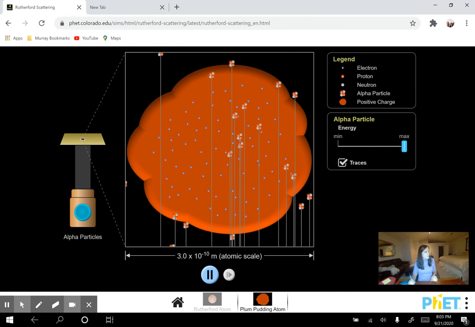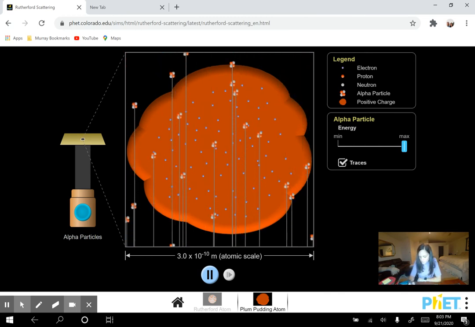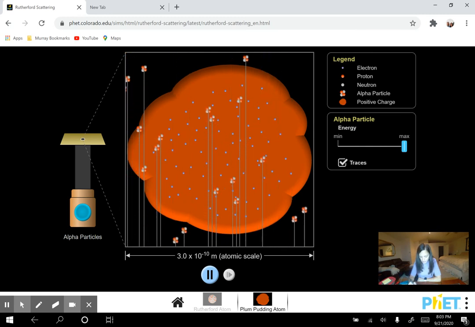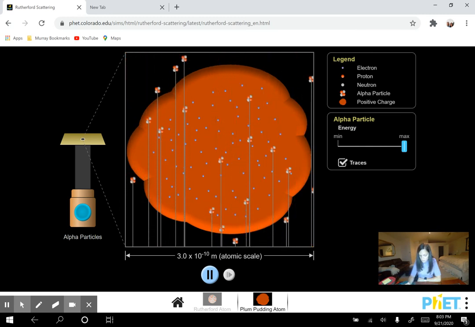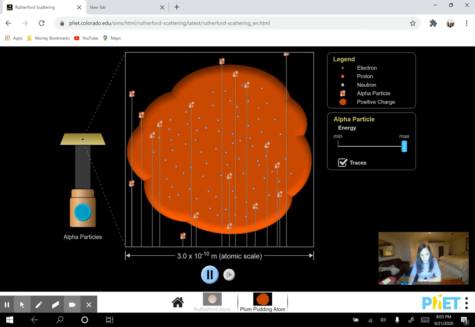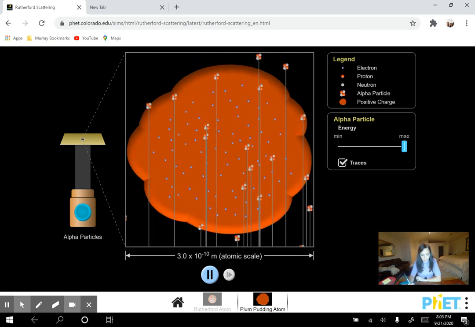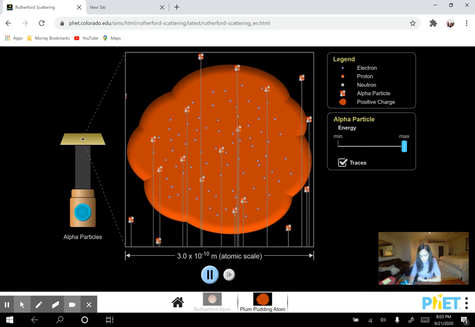Okay, so this should give you the information that you need to answer the questions on the Canvas assignment that goes along with this lab. I will have both links together, the assignment and the link to this PhET lab in the module for Canvas.